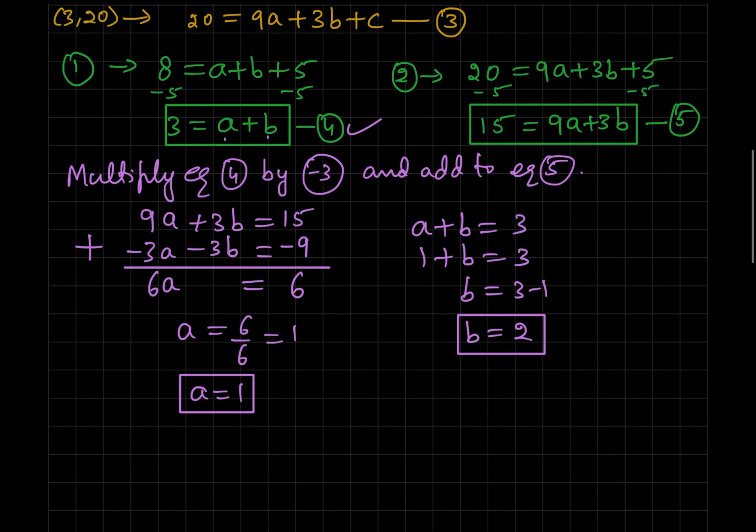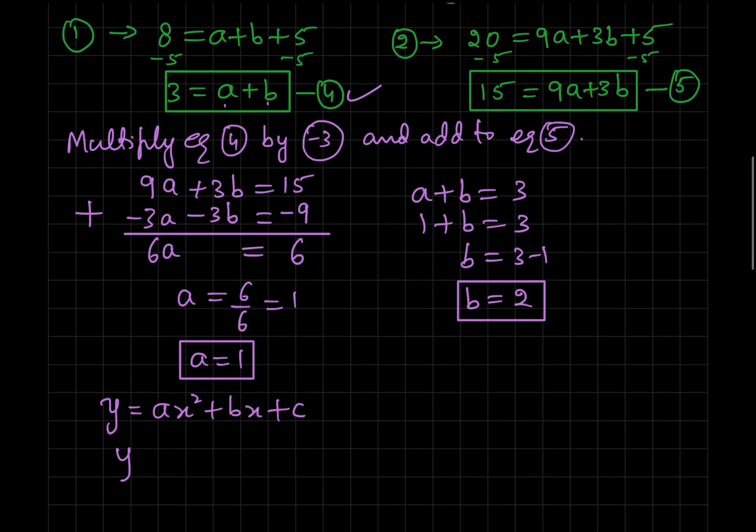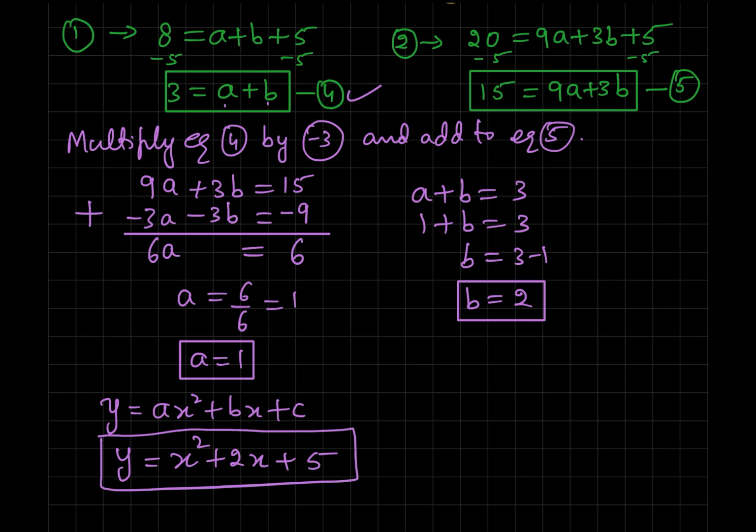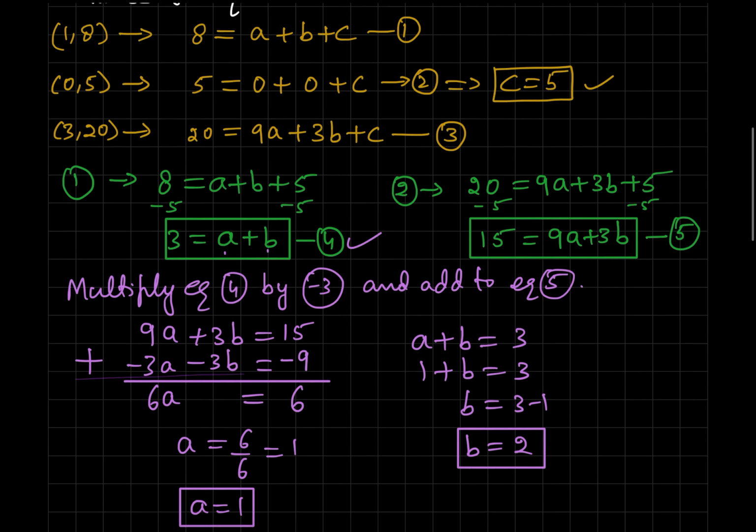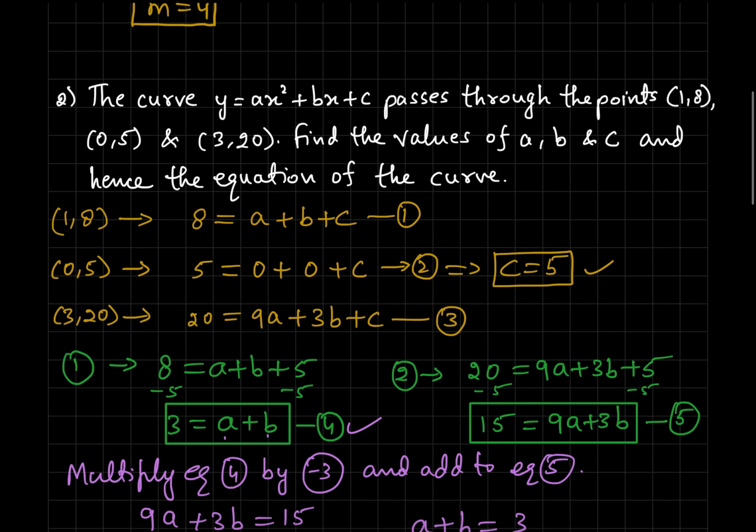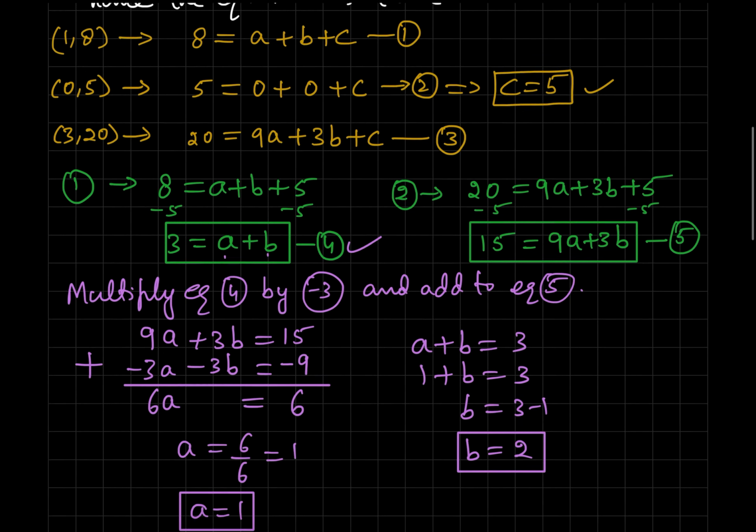So our curve is what? Our curve equation is ax square plus bx plus c. So we can write y is equal to 1x square plus 2x, since b is 2, and plus c, which is 5. So this is the curve. This is the equation of our given curve. Got it? So this is how you will do these type of questions.